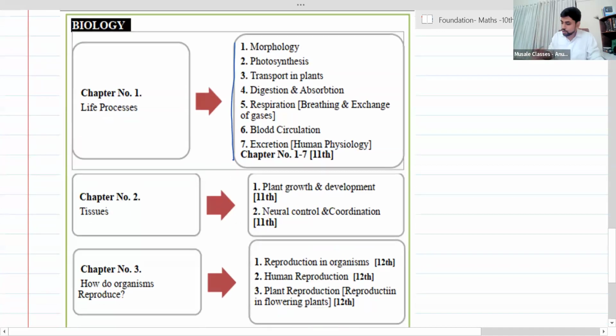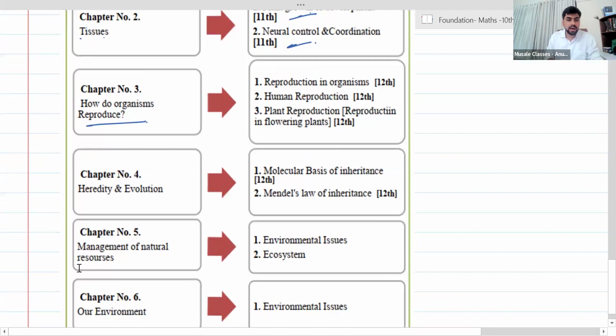Tissues, again, we have 2 chapters in 11th standard. Now, how do organisms reproduce? Based on this, in 12th standard, again, we have 3 chapters. Heredity and evolution, maybe heredity has been removed from this. But yes, again, in 11th standard, we'll study about heredity. We'll also study about evolution.